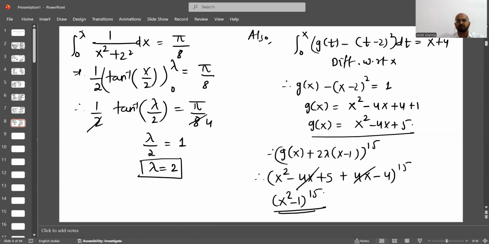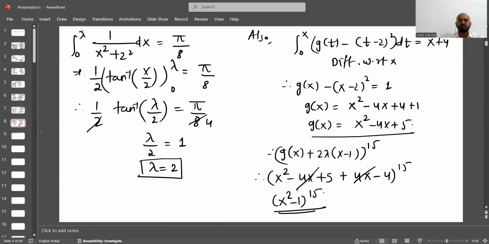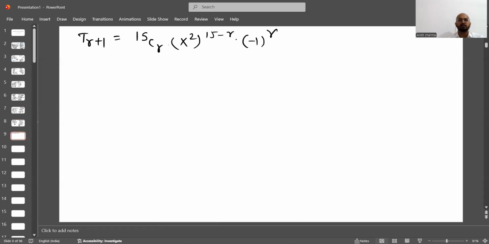Now for (x squared minus 1) to the power 15, the general term T(r plus 1) is equal to 15Cr times x to the power 2 to the power (15 minus r) times (minus 1) to the power r. That's what I have in the binomial, and we want the coefficient of x to the power 28. So 30 minus 2r should be equated with 28.